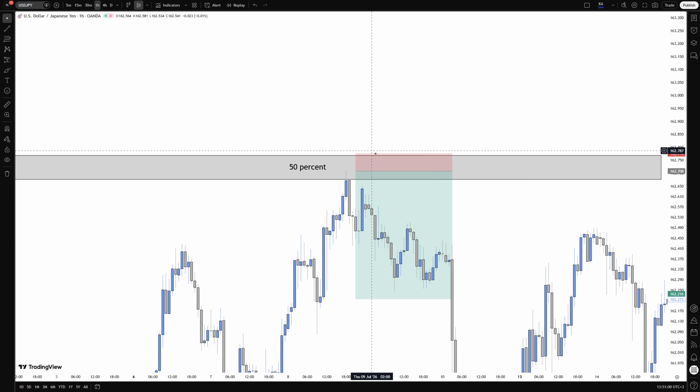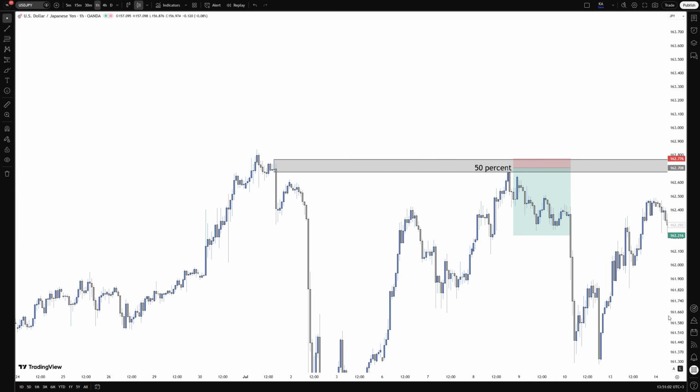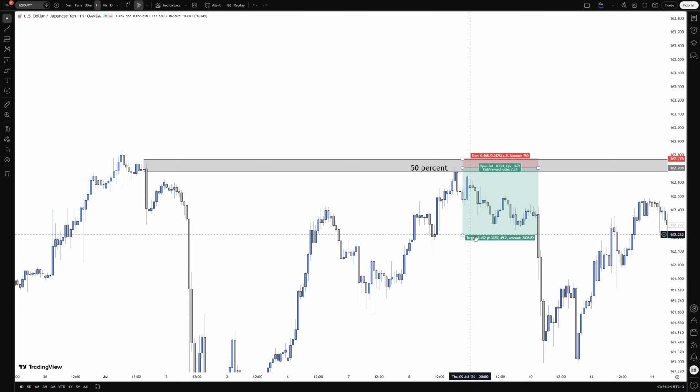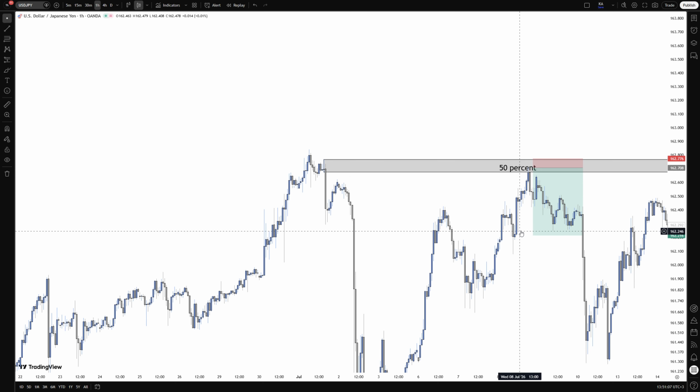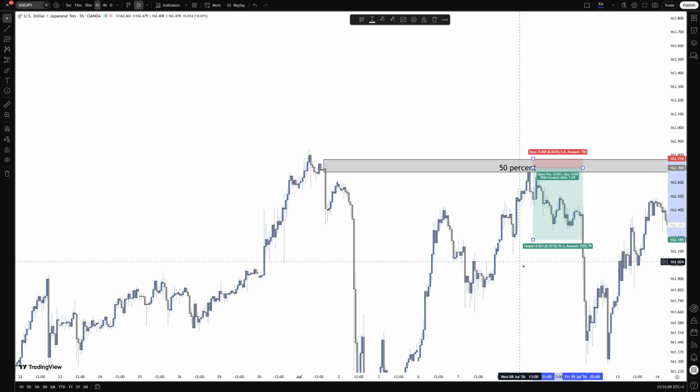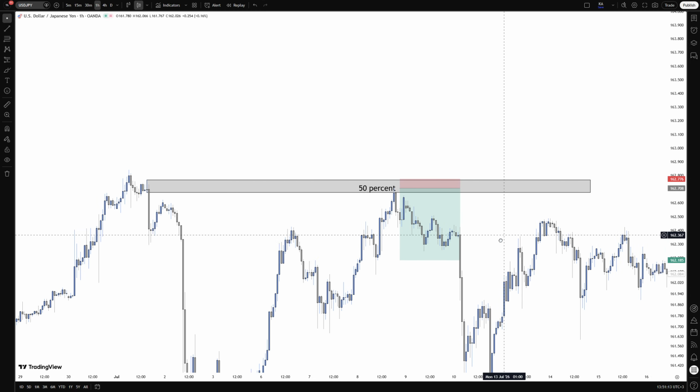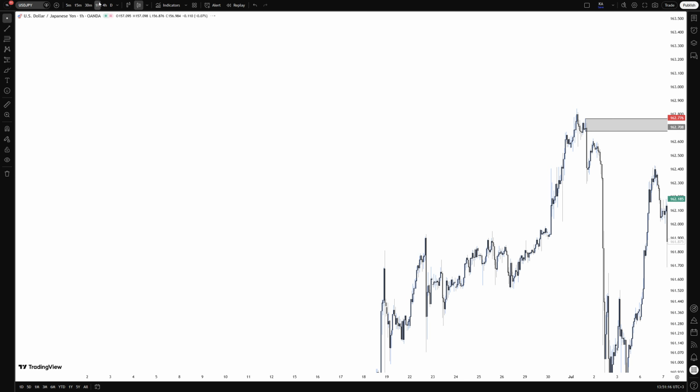Stop loss right above the zone, and take profit in the liquidity grab. Right here is a great liquidity grab. The recent swing low is this place, but I will prefer here. So, let me give you guys some examples.